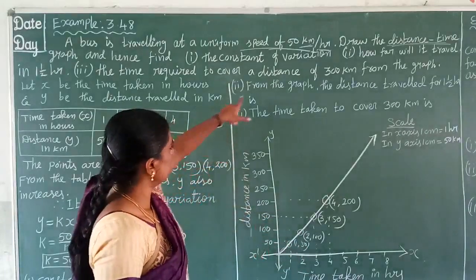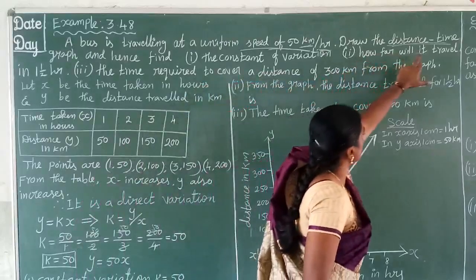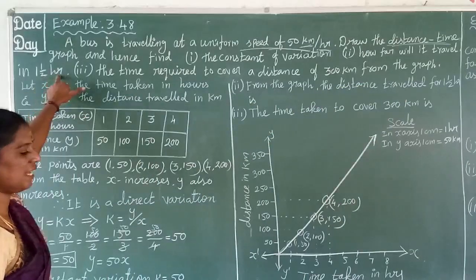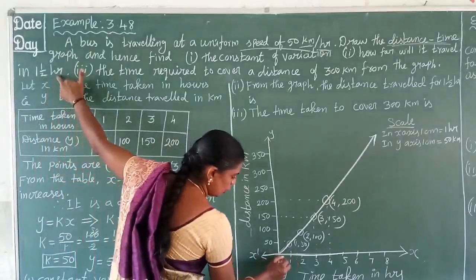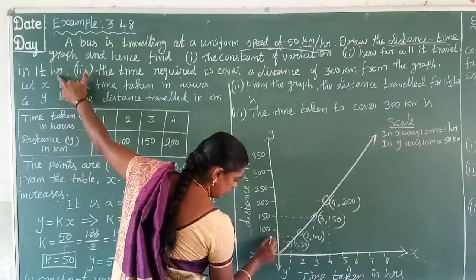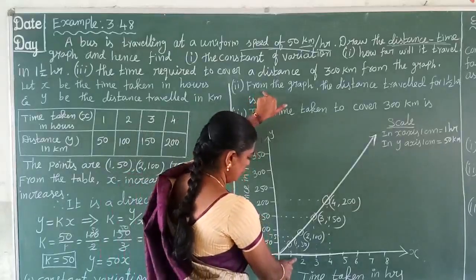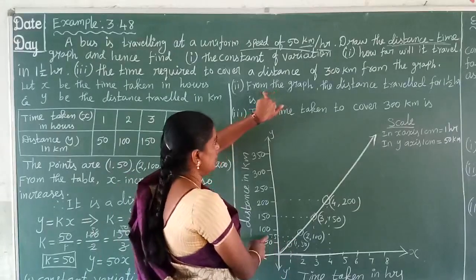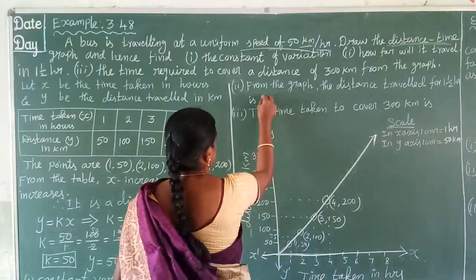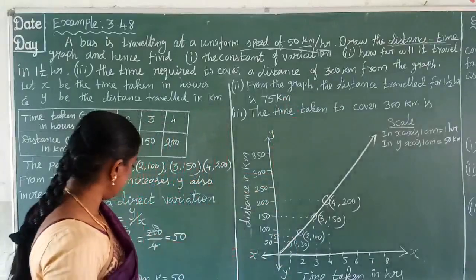Next we see the second option, the distance travelled. How far will it travel in 1.5 hours? 1.5 hours is an x value. Here is 1.5 hours, here is 2 hours, so 1.5 hours is in between. Where it meets y, that is 75. So from the graph, the distance travelled for 1.5 hours is 75 kilometers.